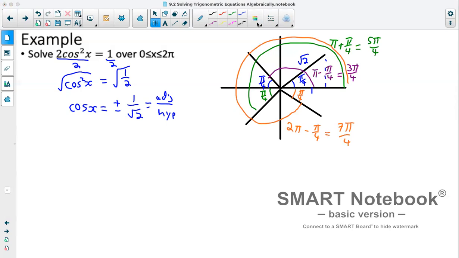So our answers are x is equal to pi over 4, 3 pi over 4, 5 pi over 4, and 7 pi over 4.